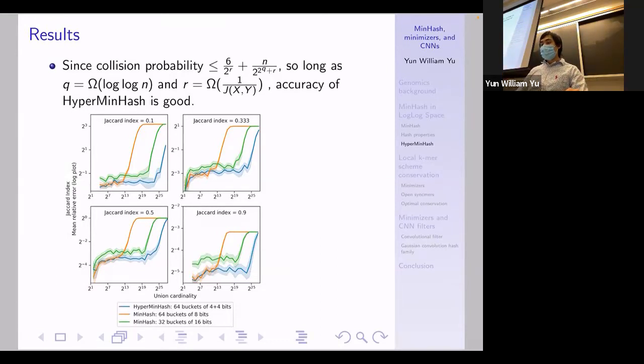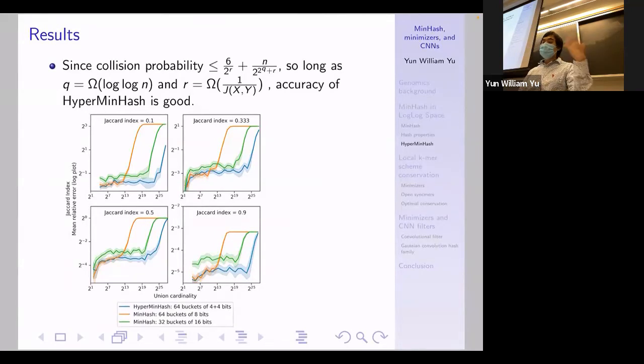So if I have a HyperMinHash with 64 buckets and 4 plus 4 bits, 4 bits for the exponent and 4 bits for the mantissa, then that takes some amount of space, right? And then you can measure what the error is for Jaccard index with sets of a particular size, and for a particular Jaccard index.